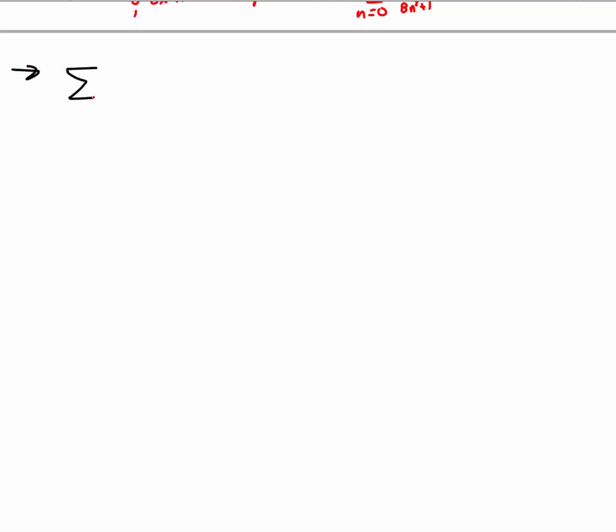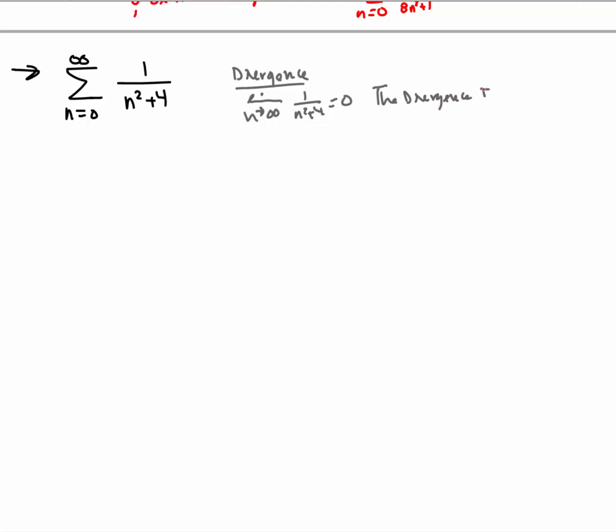So let's go ahead and look at a series. Let's look at this series from n equals 0 to infinity, and let's look at 1 over n squared plus 4. We have to make sure these are integers. Now, I could do a divergence test here real quick in my head, and I can see that this goes to 0. And because this limit as n approaches infinity equals 0, the divergence test is inconclusive. And because it's inconclusive, that means we have to try more tests.